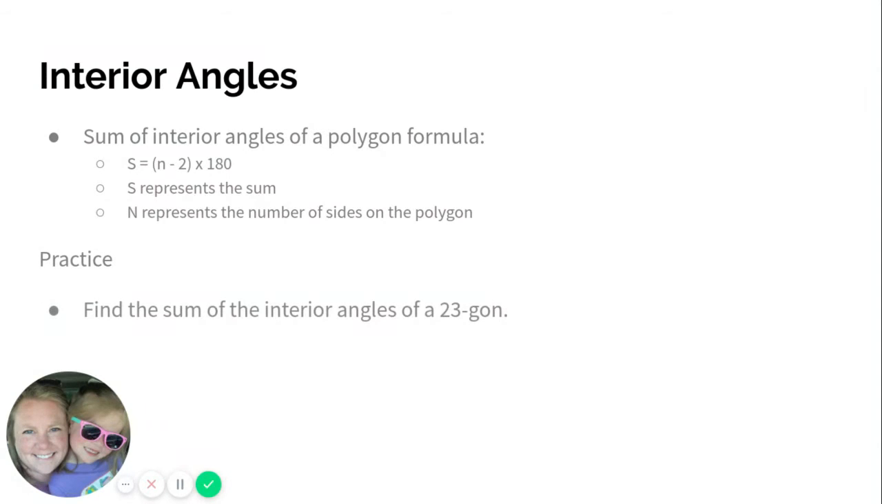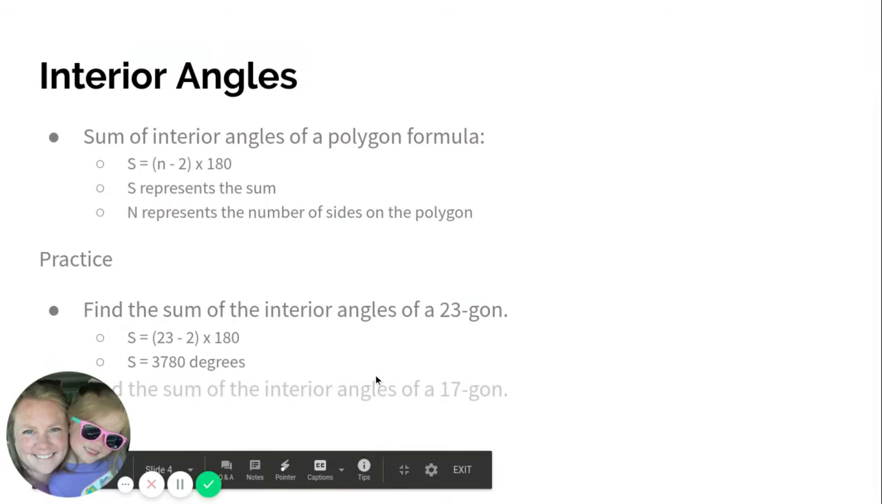I'm going to practice a couple. It says this: find the sum of the interior angles of a 23-gon. So you're going to use your formula right here. There are 23 sides on a 23-gon, so you just stick the 23 right there, and then it's straight calculator work. 23 minus 2, and then multiply it times 180. You should get 3,780 degrees. So that's what all the angles inside of a 23-gon add up to be.